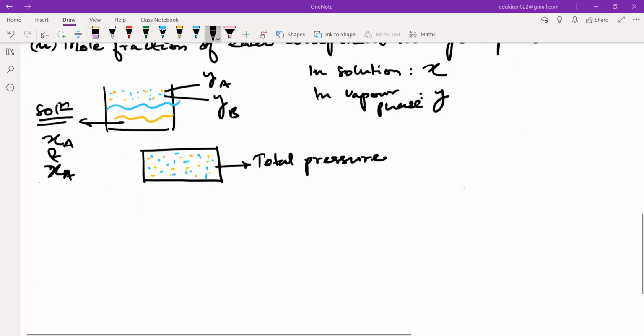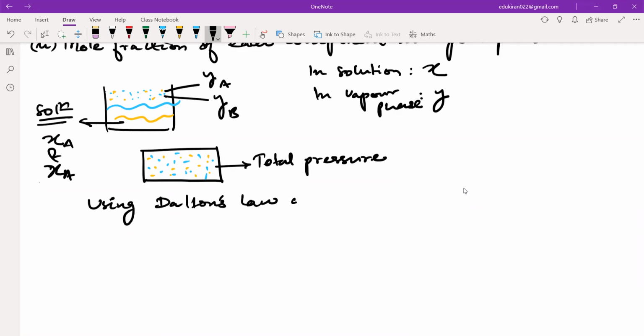I can tell you the answers right directly only, na? So you will write like this using Dalton's law of partial pressure. Using Dalton's law for partial pressure, you can write that Y of CHCl3 will be equal to whatever you have calculated here, that means the total pressure.